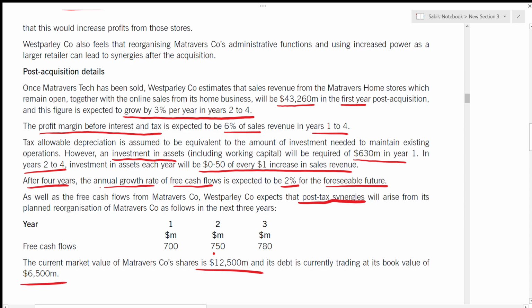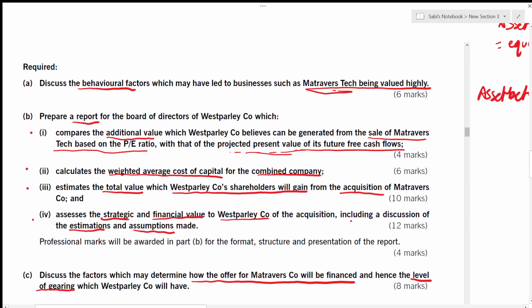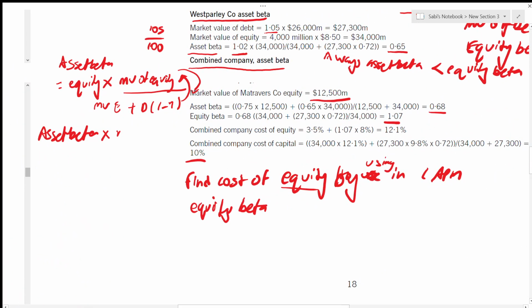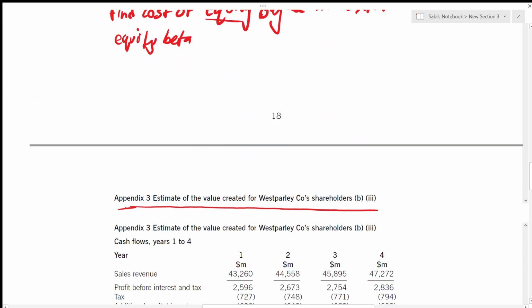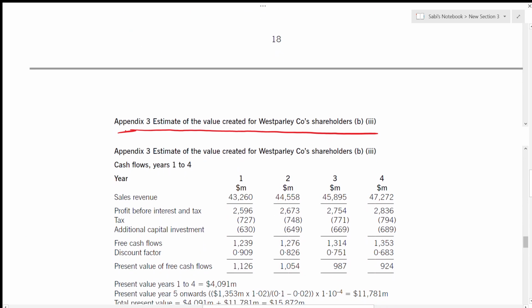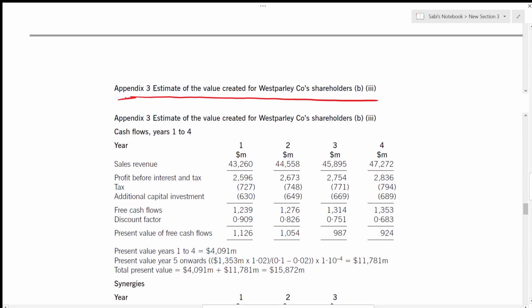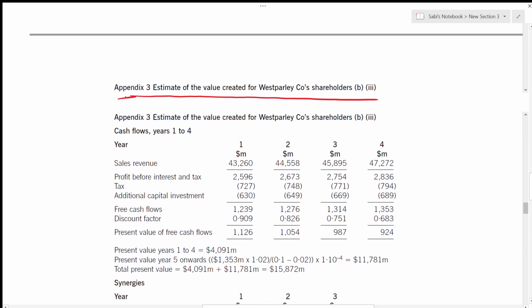Now we don't have any more to read. What we have to do is find the total value of how much they will gain from the acquisition. Now this is something you need to think about, how to start. First, they are saying it is a free cash flow, so that means you have to find the present value of free cash flow.